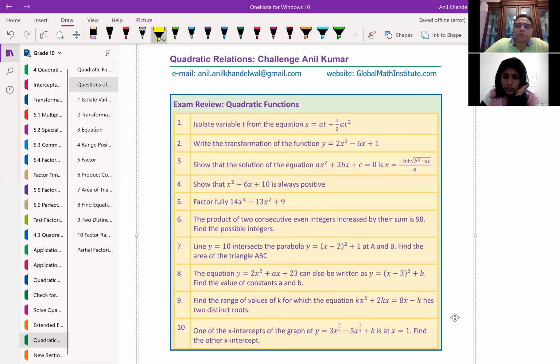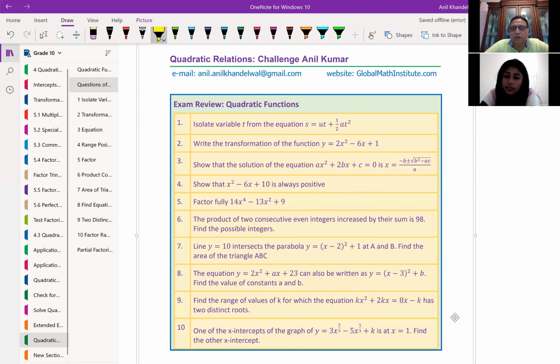The equation y equals 2x squared plus ax plus 23 can be written as y equals (x minus 3) squared plus b. Find the values of the constants a and b. Question 8: find the range of values of k for which the equation kx squared plus 2kx equals 8x minus k has two distinct roots. So you need to analyze the discriminant. Question 10: one of the x-intercepts of the graph of y equals 3x to the power of 2/3 minus 5x to the power of 1/3 plus k is at x equals 1. Find the other x-intercept. Very interesting question.